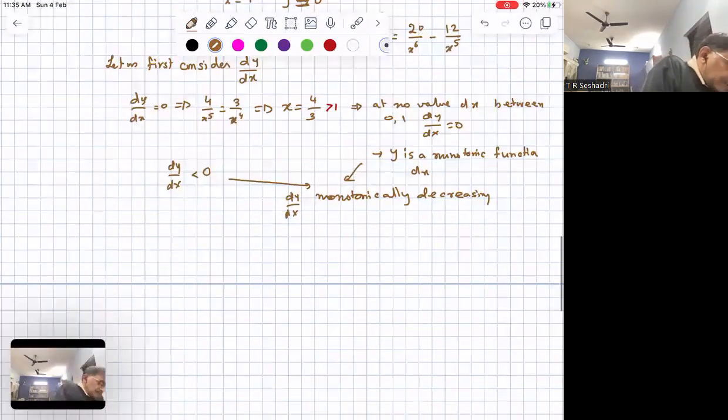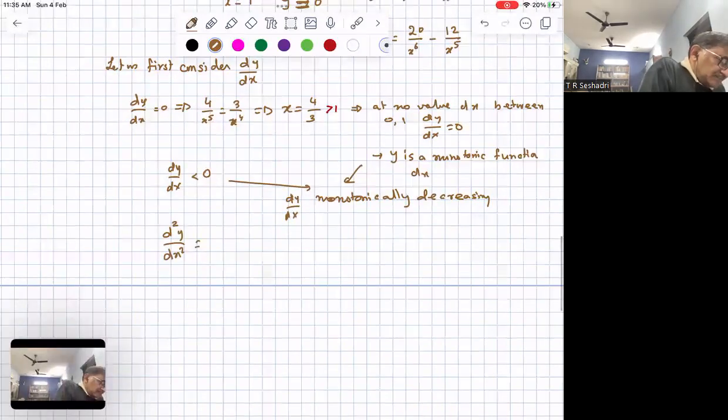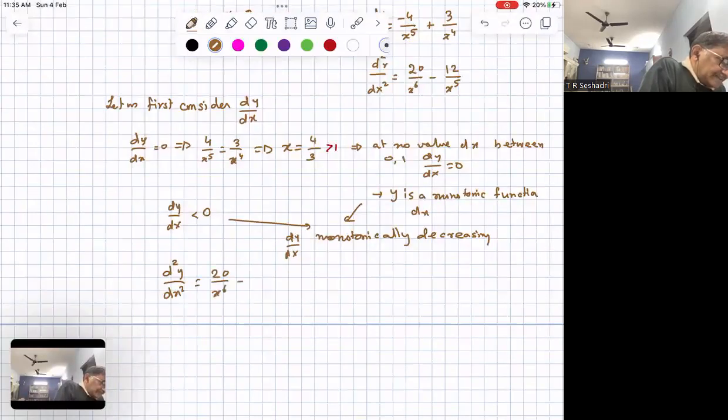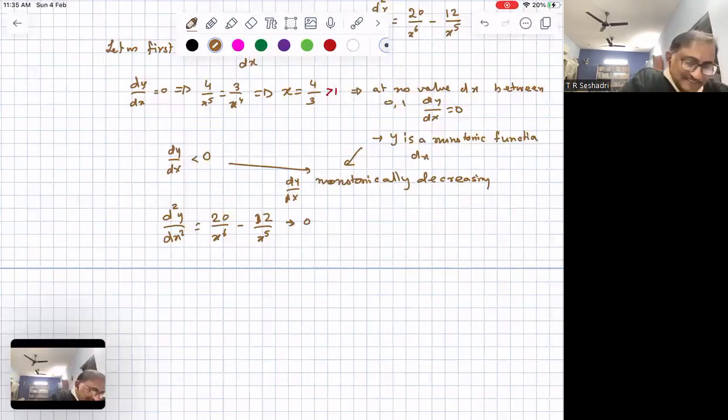Okay. Further, d2y by dx square, which is equal to 20 by x^6 minus 12 by x^5, is always greater than 0. Now, what does all this tell you? It has to be decreasing, but the slope has to be increasing, which means that the graph will be something like this.